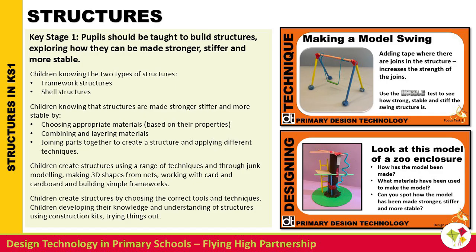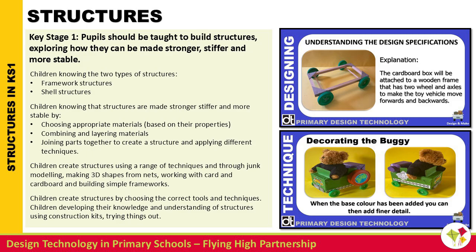In the example on the right hand side, children design and make a model of a monkey enclosure for the local zoo. Having investigated existing enclosures and considered the different types of monkey activities such as climbing, swinging and providing somewhere for them to sleep, children design their enclosure. Having taken part in a focused activity to create a model swing and learnt some techniques for strengthening this model and making it more stable, they apply this knowledge when making a model enclosure using art straws, card, string and cardboard.